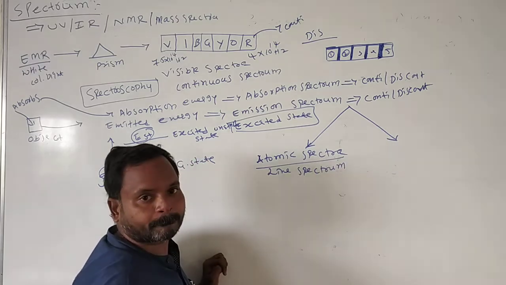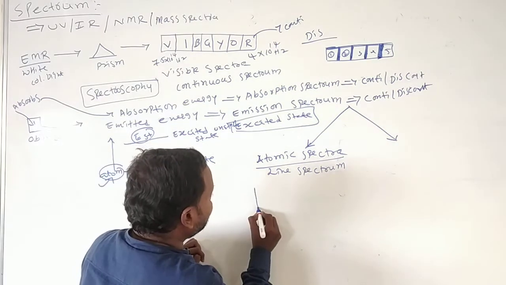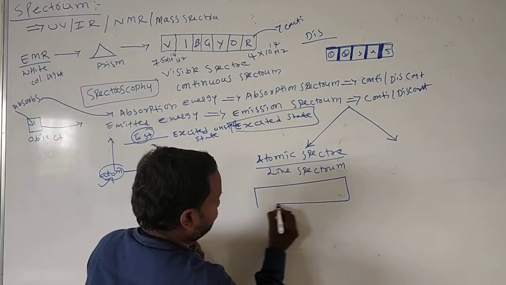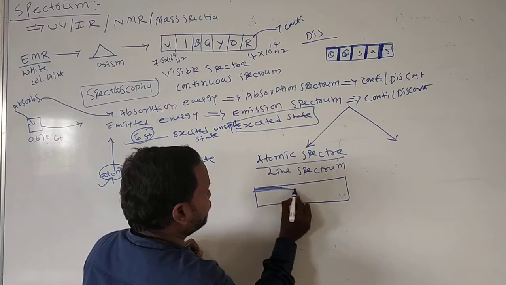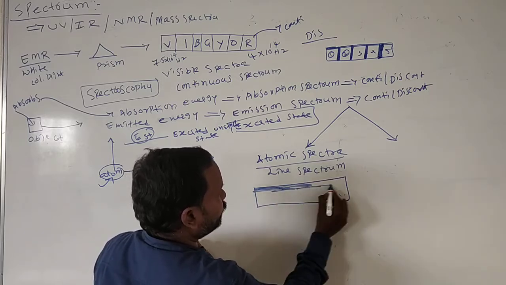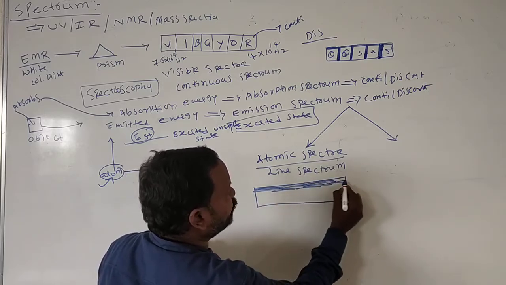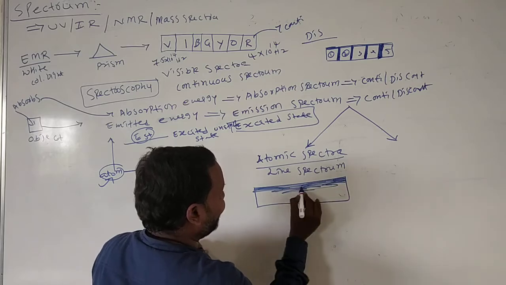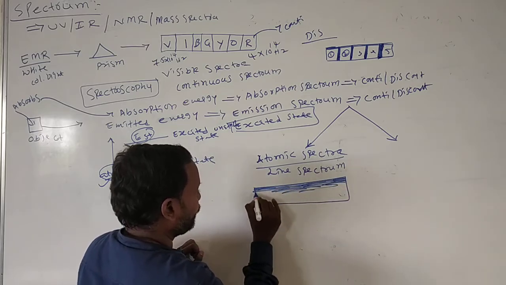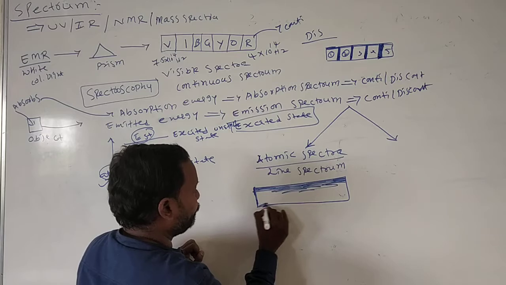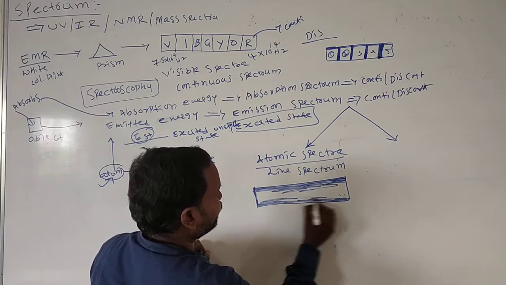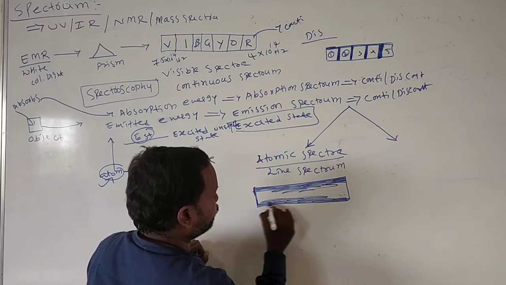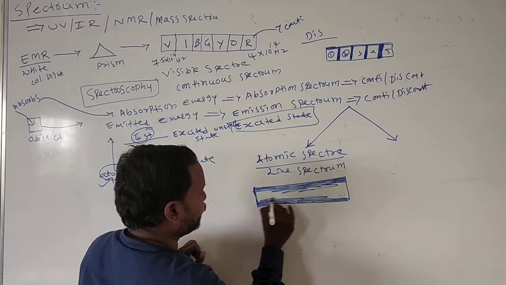How do we get the line spectrum? Okay, here in line spectrum we observe like this. Bright lines are observed on a dark screen. See, I will show that one. It is a dark screen.